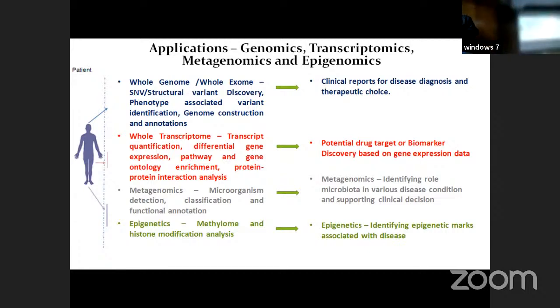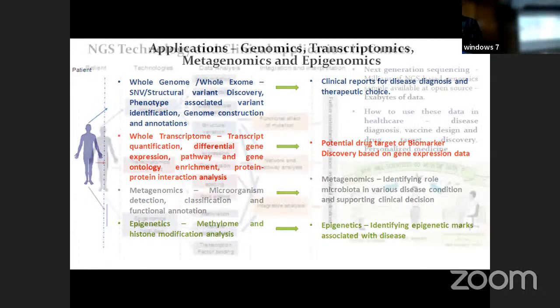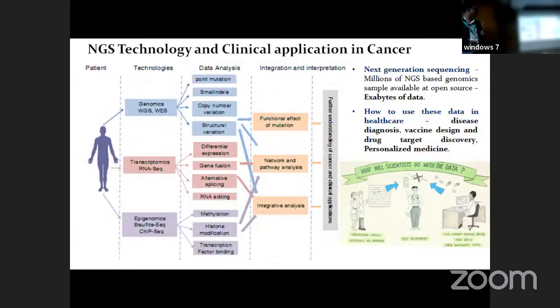The last thing is epigenetics. Basically, through epigenetic analysis, you can find out the methylome, and do histone modification analysis to identify epigenetic marks associated with the disease of interest. Next, this is an example of NGS technology and its clinical application in cancer. So again, in genomics, what will you get? Through data analysis, you will get point mutations, small indels, copy number variations, structural variations.